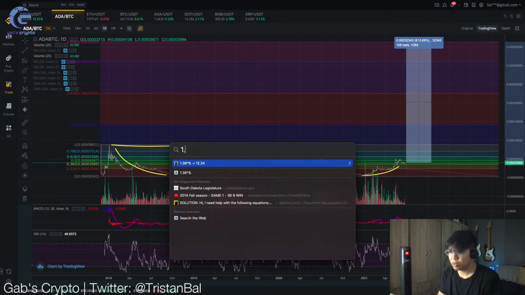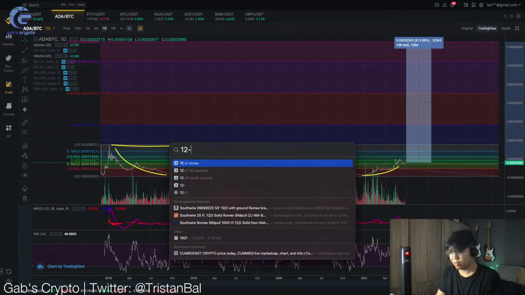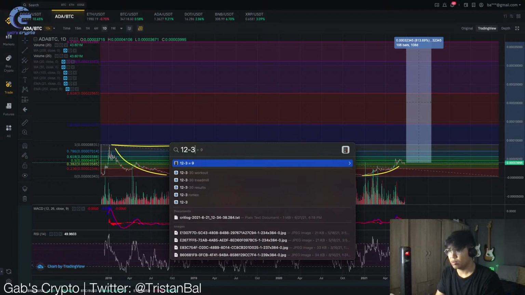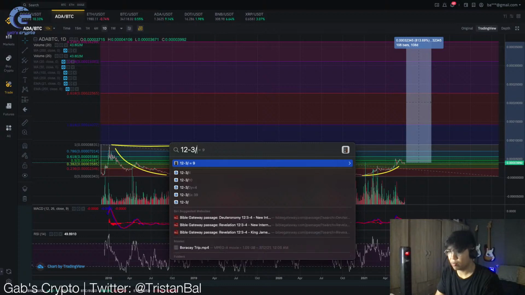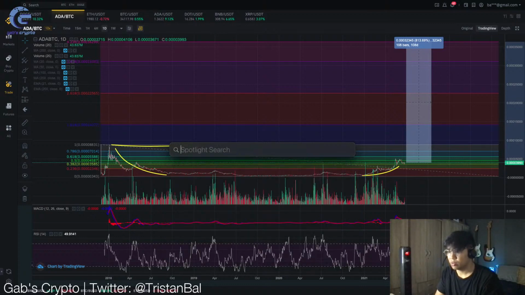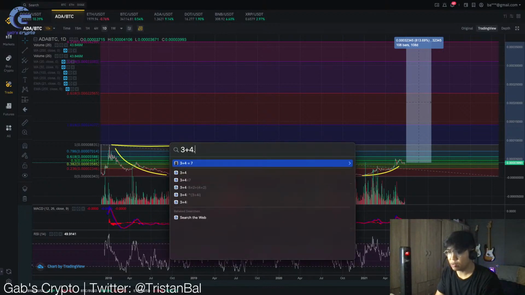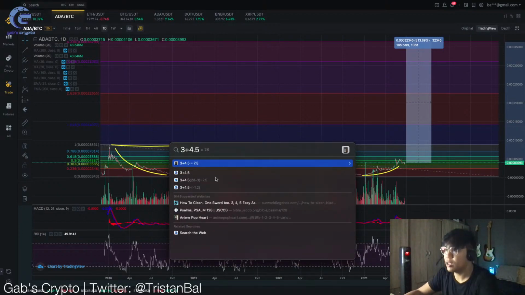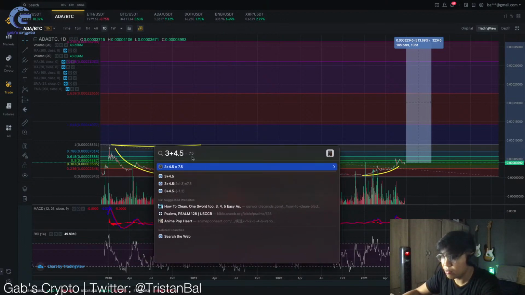So, ayun, let's get the midpoint nito. So, 12 minus 3, 9 divided by 2. So, 9 divided by 2, 4.5. 3 plus 4.5, 7.5 would be the median ng ating price level. So, safest bet, $7.5 ang safest bet natin for Cardano for December.